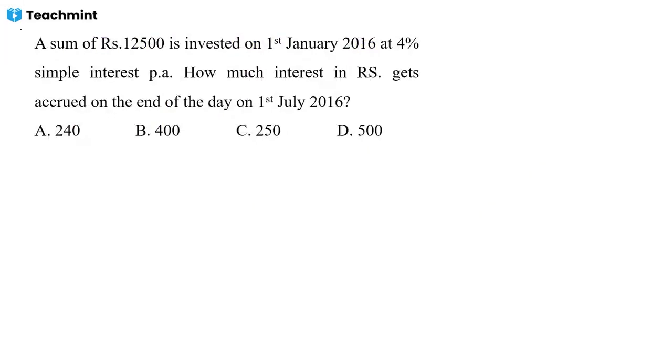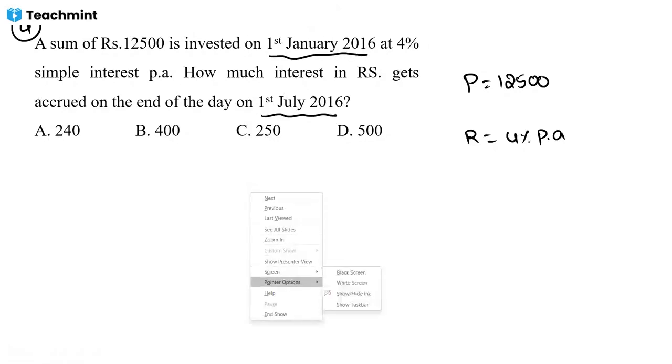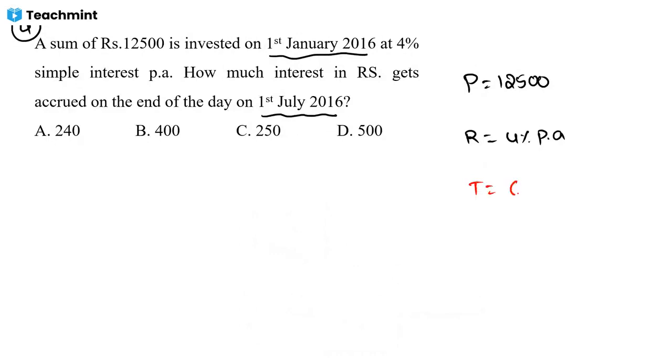Now see this question, simple interest related. A sum of rupees 12,500. Principal is 12,500. Rate of interest is 4% per annum. What is the interest if you want to calculate with respect to 1st July 2016? Here, from 1st January 2016 up to 1st July 2016 means it's 6 months only completed. So time is 6 months.